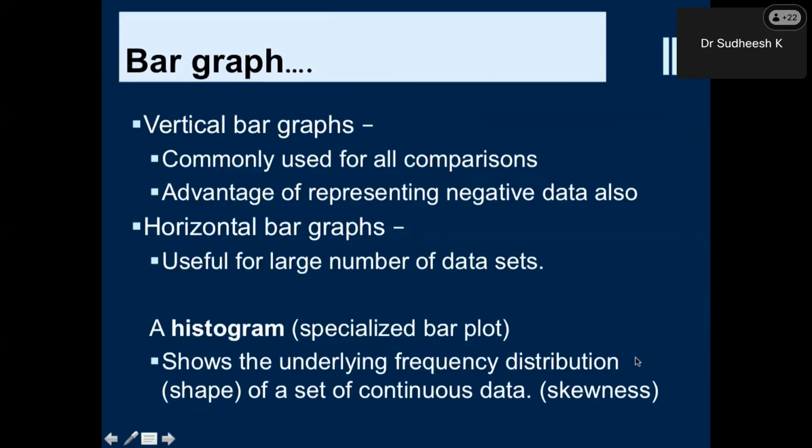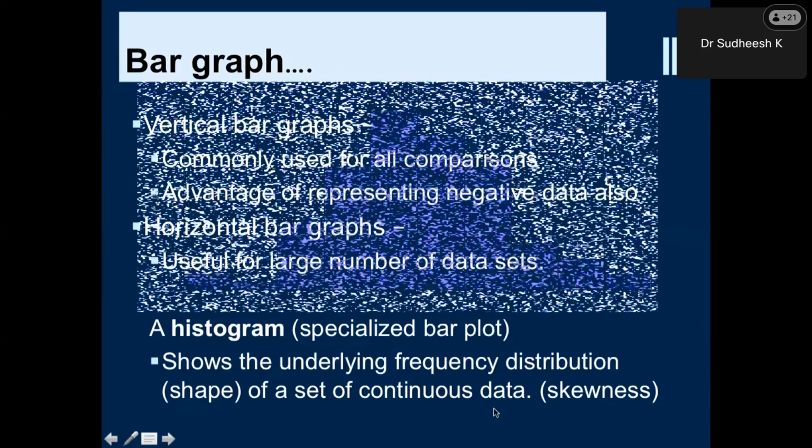Vertical graphs are commonly used for all comparisons, and have the advantage of representing negative data also. Horizontal bar graphs are useful when a large number of data sets are available. Now, a histogram is a specialized kind of bar plot which shows the underlying frequency distribution of a set of continuous data. Basically, the histogram helps us understand whether the data has a skewed distribution or a normal distribution.